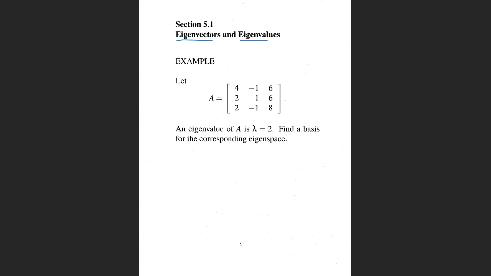So I'm giving you a square matrix A, and I'm going to say that an eigenvalue of A is lambda equals 2. What's an eigenvalue? You'll know in a minute. Then we want to find a basis for the corresponding eigenspace. Go ahead and copy the example down, and then I'll work through the solution, and it'll make sense to you.